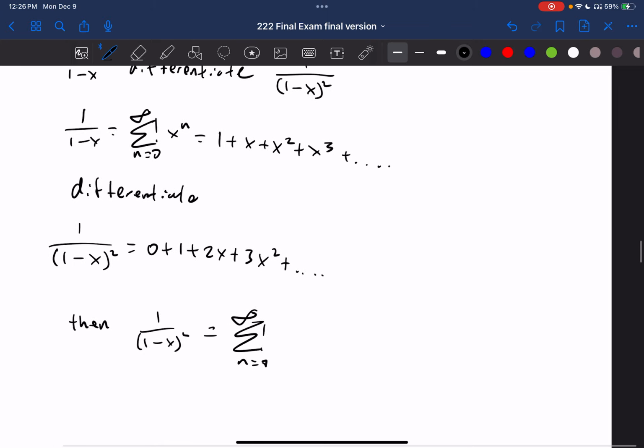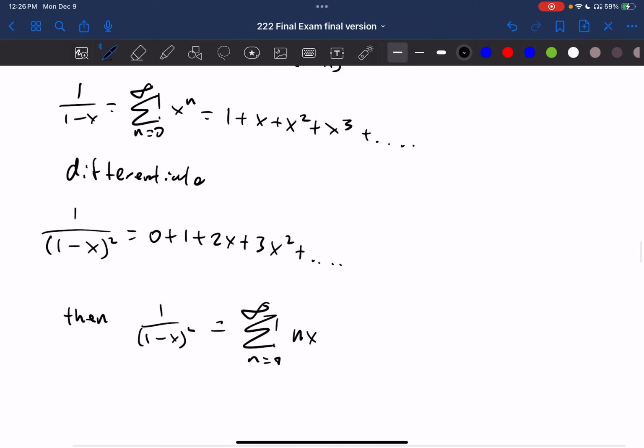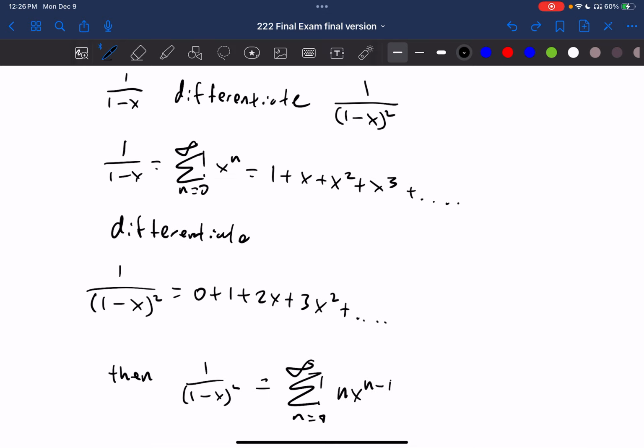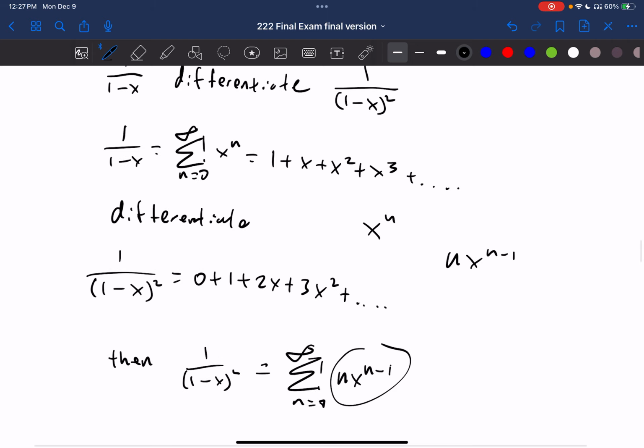So we can see this is going to be equal to nx to the n minus 1. Basically, looking at x to the n power, if x is a variable and n is a constant, taking a derivative is bringing the power down in front and subtracting the power by 1, which is what we have here.